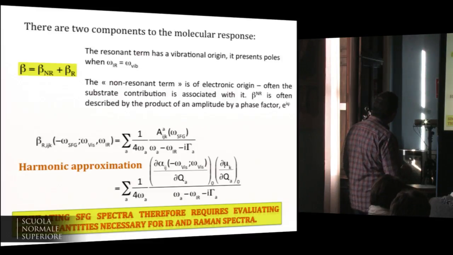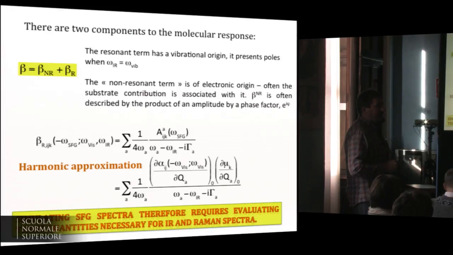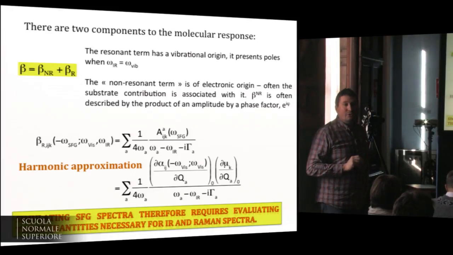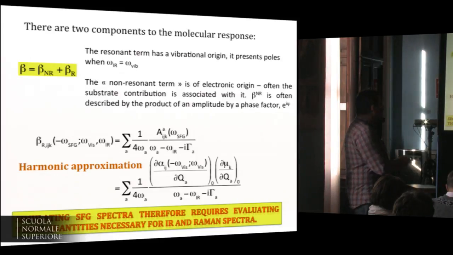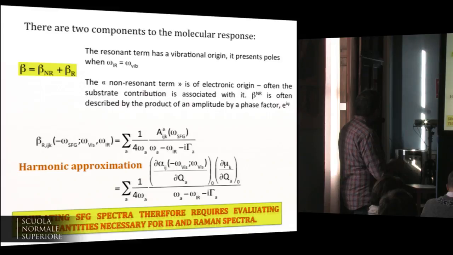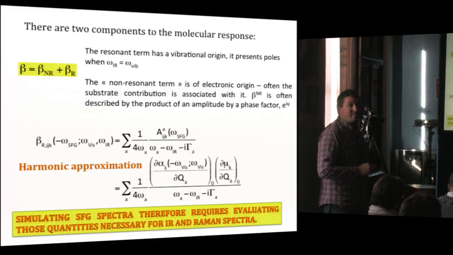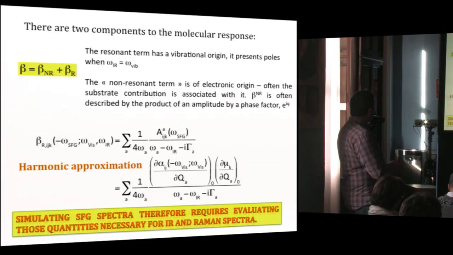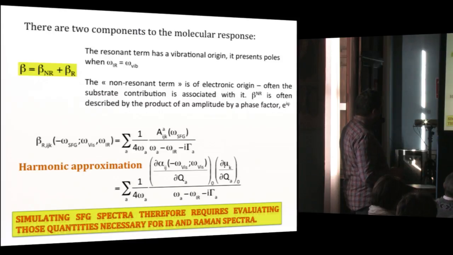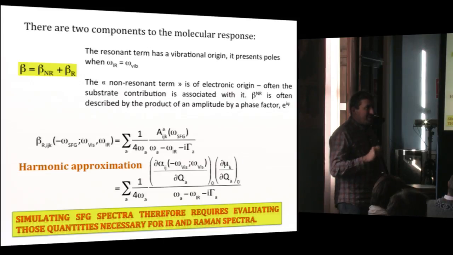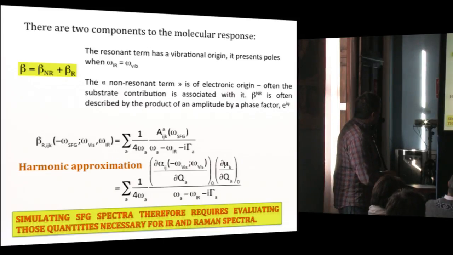So in most of the cases, it is sufficient to work with the resonant beta. We do not need to look too much at the non-resonant beta, but it might be necessary in some cases. If the resonant beta is typically a vibrational first hyperpolarizability, the non-resonant beta is an electronic first hyperpolarizability, and it could be included in the simulation. What is important when you fit experimental data is that there might be a dephasing between the electronic and the vibrational beta, and that is included through this phase factor here.